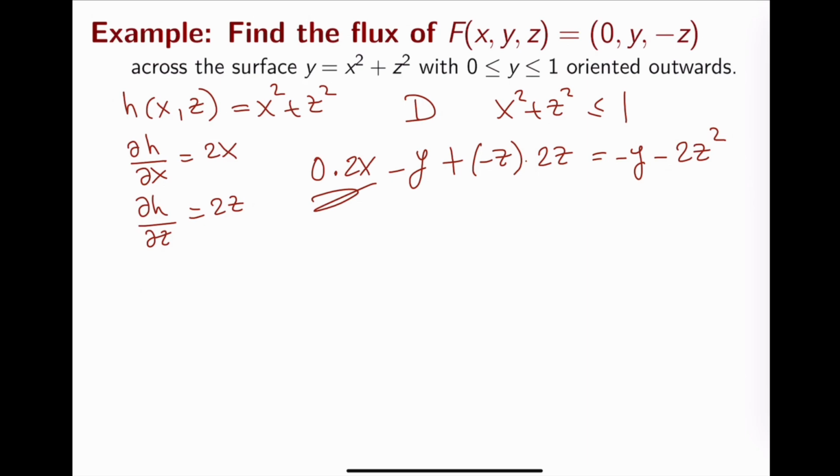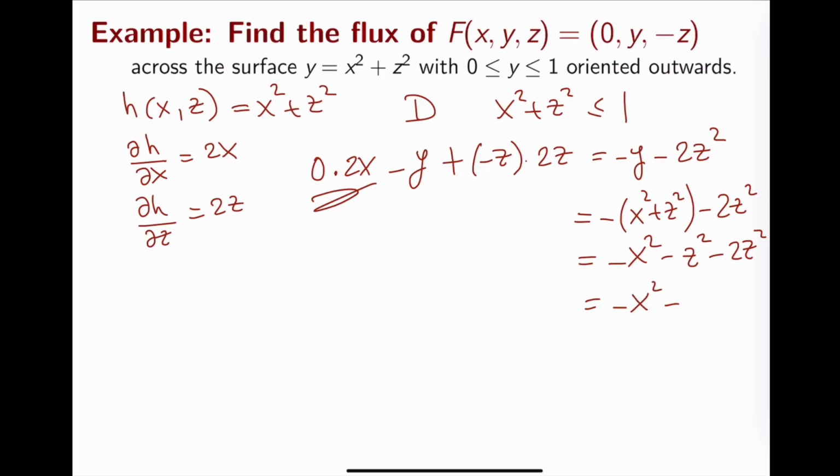Now let's write down what y is, right? Because we know that y is equal to x squared plus z squared. So then this one is minus x squared plus z squared minus 2z squared. And so simplifying here, combining like terms, minus 1z squared minus 2z squared is minus 3z squared. Okay, so then this is the integrand that we will use to calculate the flux.